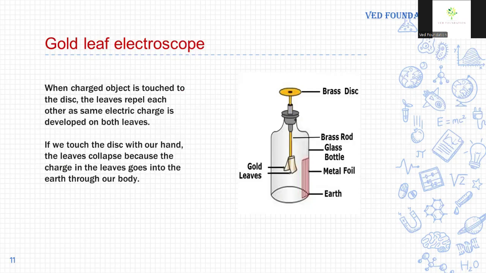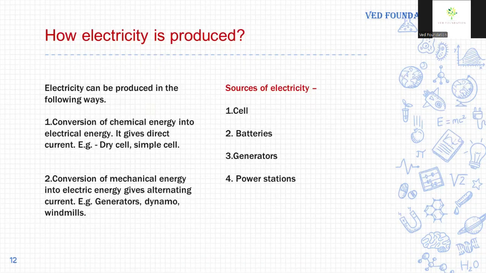If we touch the disc with our hand, the leaves collapse because the charge in the leaves goes into the earth through our body. Let us know how electricity is produced. Electricity can be produced in the following ways. Electricity can be produced by converting chemical energy into electric energy. It gives direct current, for example, dry cell, simple cell.